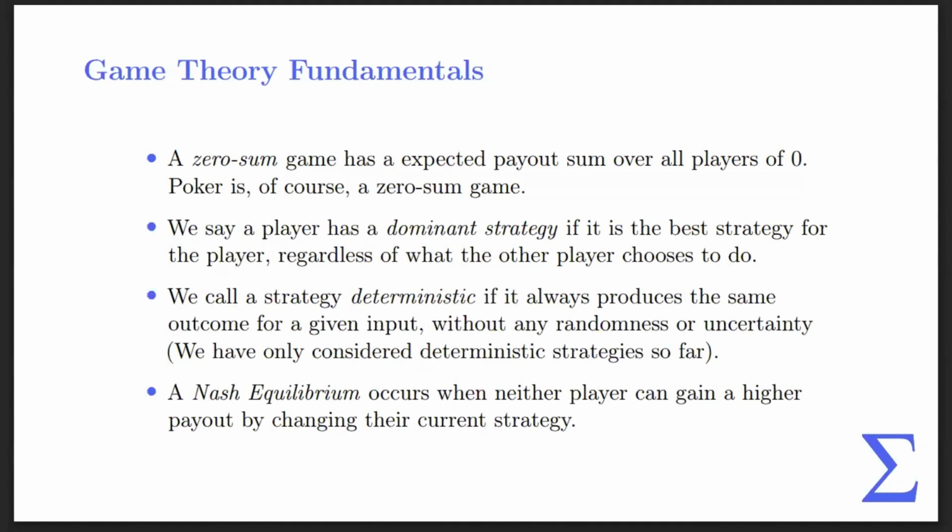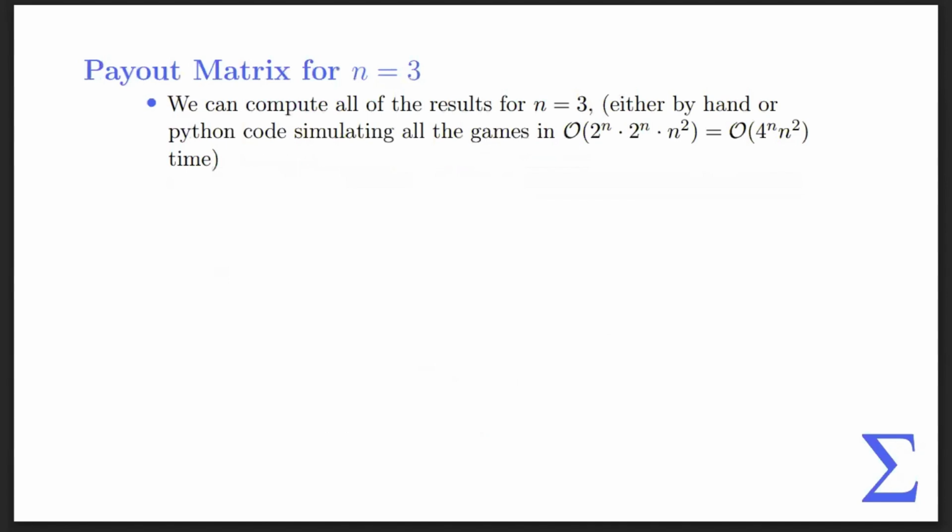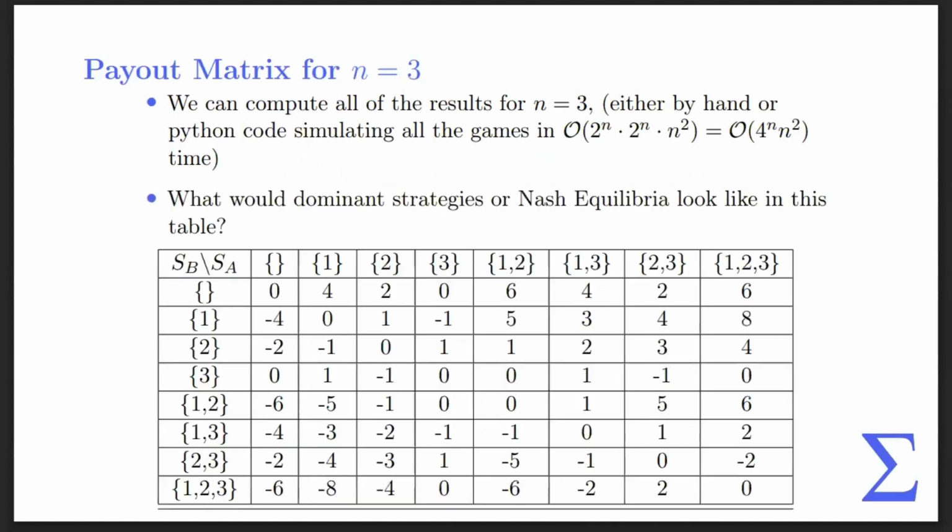Cool. Okay, so we can compute the payout matrix. This is a payout matrix. It essentially lists all the different possibilities and computes the expected profit for each of them. So we can essentially simulate the game, which takes O(n squared) time because there are n squared possibilities for hands. And then there are 2 to the n total betting sets for each player. So we can simulate the game in O(4 to the n squared) time. As you can imagine, we haven't been able to do this for very large n, but yeah.